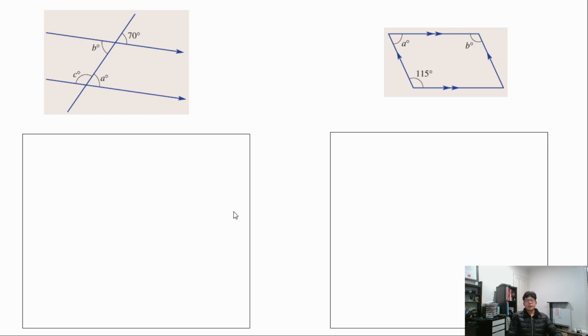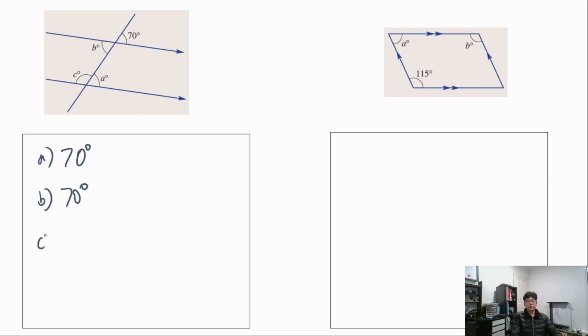Alright, so for this first one, we're looking for angle A, and that is in a corresponding position to the 70 degrees, and that means they are the same angle. Now let's go into angle B. This is an example of an alternate angle. They are on the other side of the transversal, but inside the parallel lines. And if you remember from before, alternate angles also have the same angle.